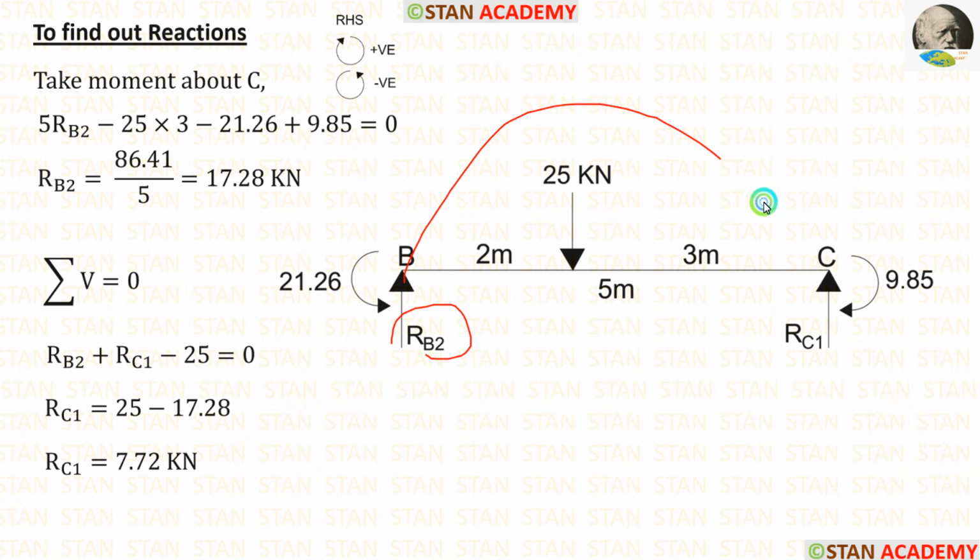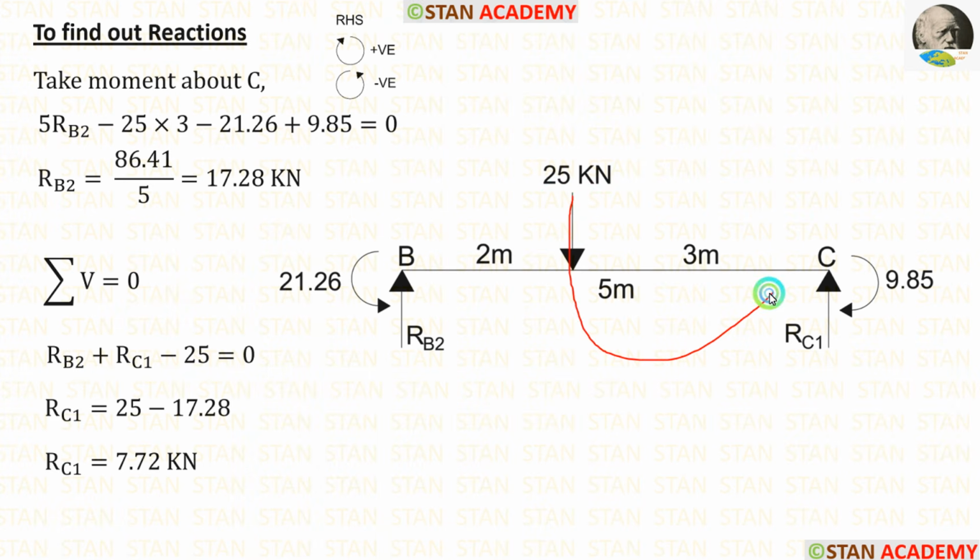RB2 is acting towards the point C in the clockwise direction, so it will be positive, and the distance is 5 meter, so 5 RB2. The point load 25 kN is acting towards the point C in the anticlockwise direction, so it will be negative, and the distance is 3 meter. Then we are having two moments. 21.26 is acting in the anticlockwise direction, so it will be negative. 9.85 is acting in the clockwise direction, so it will be positive. Finally, we are getting RB2, which is equal to 17.28 kN.